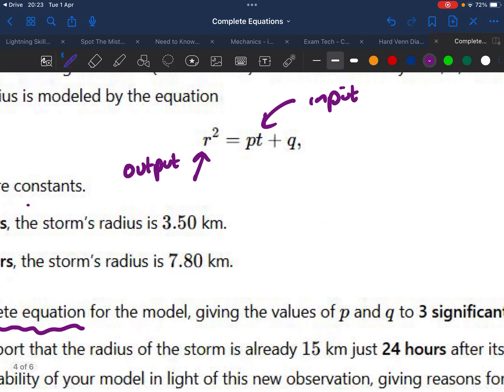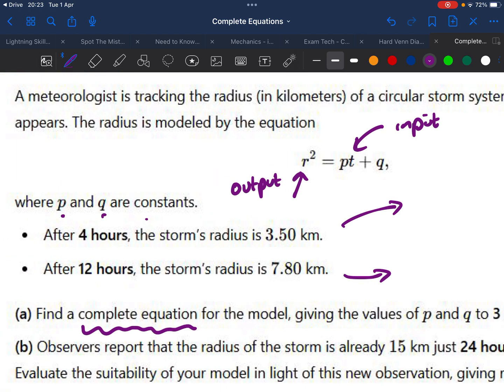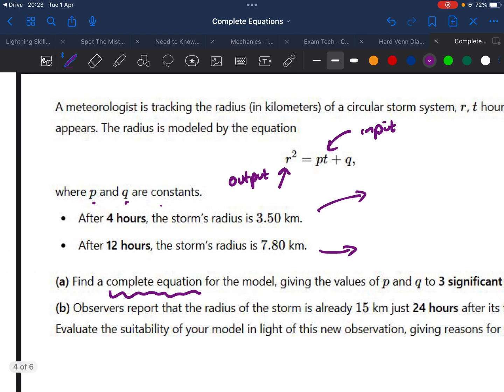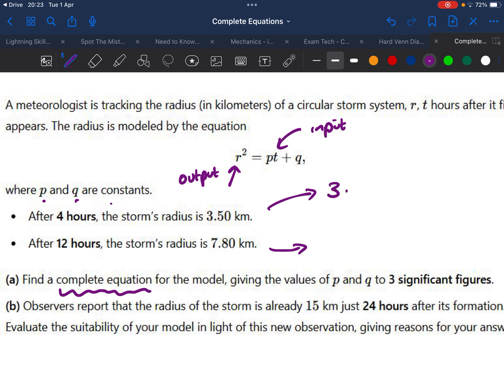So what are we going to do? Well, we're just going to sub in these values and see what happens. So T hours, yes. The radius, kilometers, yeah. Just checking if I need to change anything. So we're going to do 3.5 squared equals, this was 4, so 4t plus q. And then over here we're going to do 7.8 squared equals 12t plus q.